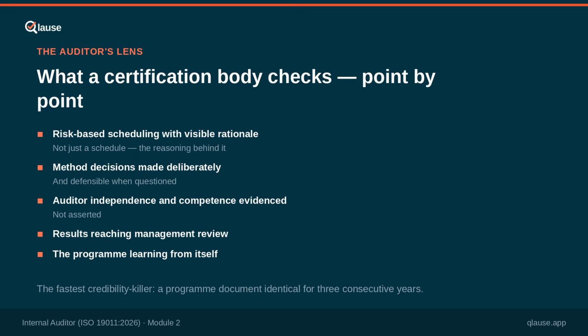So what will a certification body actually check when it evaluates your internal audit program? Exactly this module, point by point. Risk-based scheduling with visible rationale, not just a schedule, but the reasoning behind it. Method decisions made deliberately and defensible when questioned. Auditor independence and competence evidenced, not asserted. Results reaching management review. And the program learning from itself.